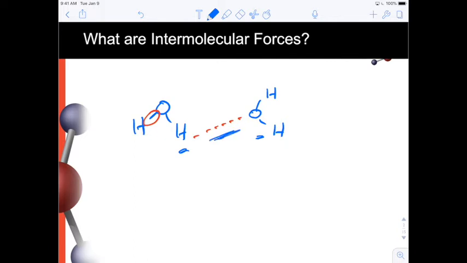These intermolecular forces are incredibly important forces because they are going to dictate for us and determine whether or not a substance is a solid, a liquid, or a gas at a given temperature. So that's why they're very important. And there's a lot of physical properties that we can predict from an understanding of intermolecular forces.